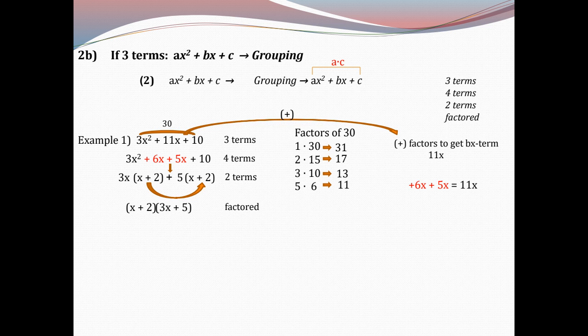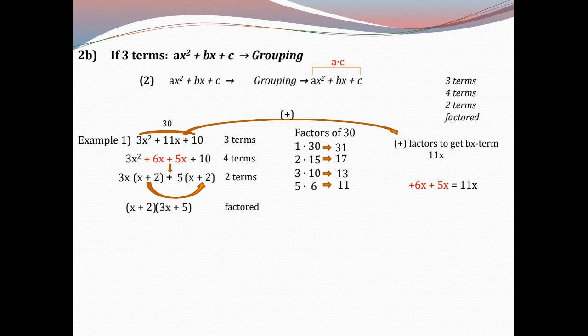But which of these two numbers sum up to my bx term? Sum up to 11. And if you can see, my two numbers are 5 and 6. 5 and 6 sum up to 11. So what I am going to do is break up the bx term in this format. The 11x is going to be separated into 6x plus 5x. That's all I did. I separated my bx term into the two terms that satisfy my condition.